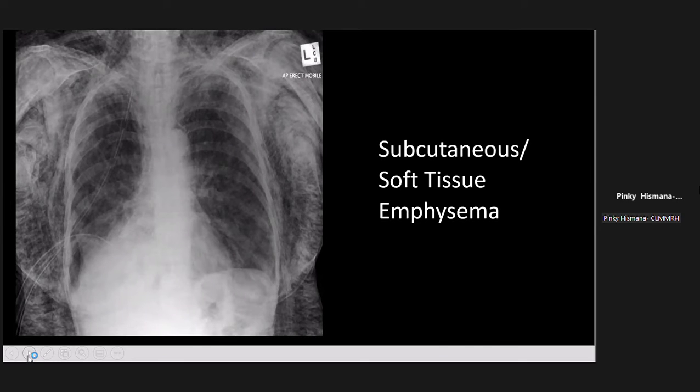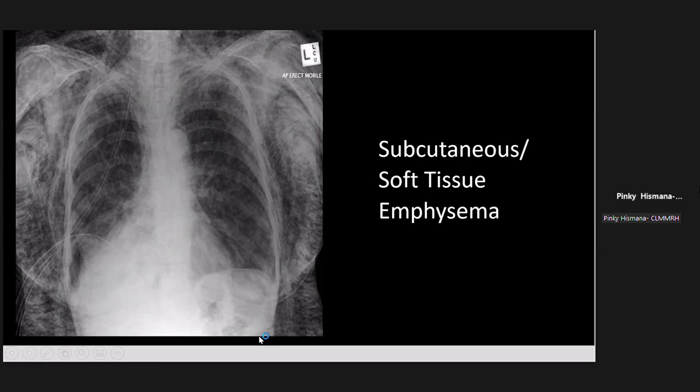So this is also something that you have to recognize, especially when you have trauma patients, or patients who underwent CTT for pneumothorax, pleural effusion or hemothorax. If you notice there's lucency here, this is actually a case of subcutaneous soft tissue emphysema. Please remember this term because you would commonly encounter this in cases of trauma.